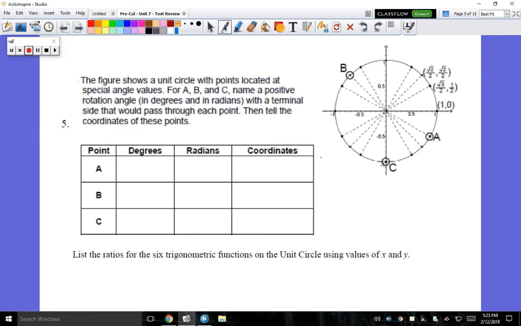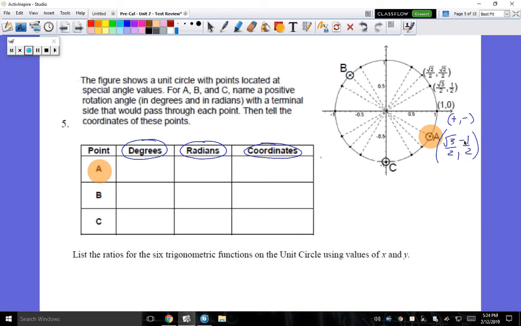Okay, so number 5, we're going to look at the unit circle, and we're going to try to find the degrees, the radians, and the coordinates at A, B, and C. So let's first look at point A. So point A is right here. And what we know from the unit circle is that this point is going to be, so it's 3, 2, 1, so it's root 3 over 2 and 1/2, where it's a positive x and a negative y value because it's in the fourth quadrant. So it'll be root 3 over 2 and negative 1/2.